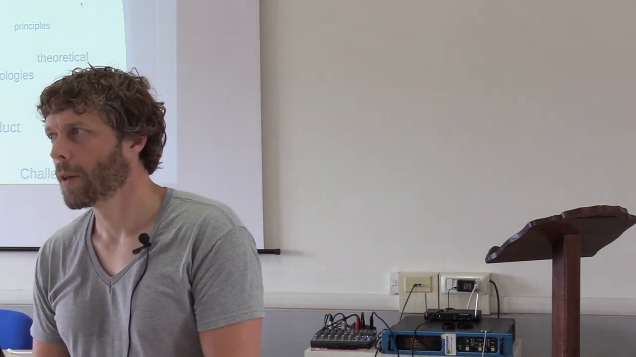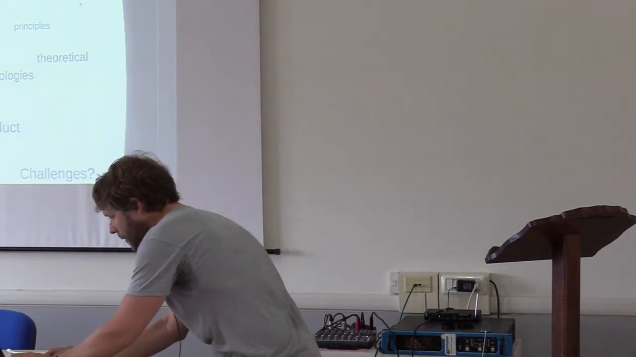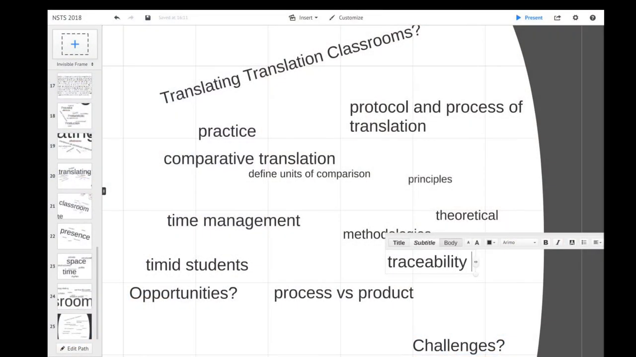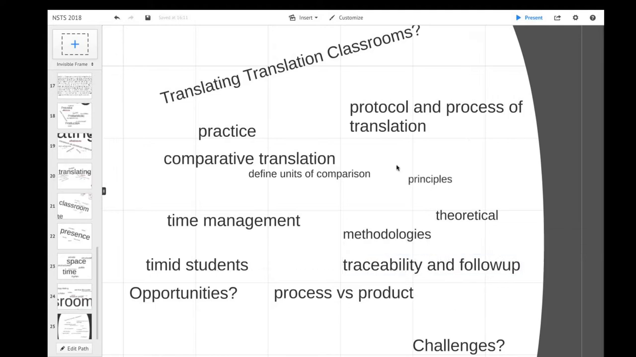Traceability and follow-up? How do you trace each student's contribution? I'm going to put that in challenges for sure. Canvas lets you see how often the student has checked in. There's a lot of possibility for that. Some people would say there's the flip side: there's no privacy. You see everything students do in the classroom. So there's a trade-off, and you have to negotiate it.